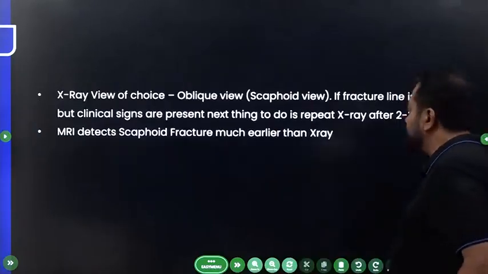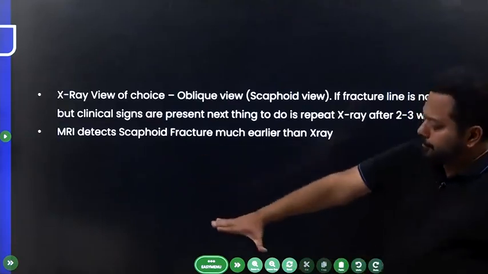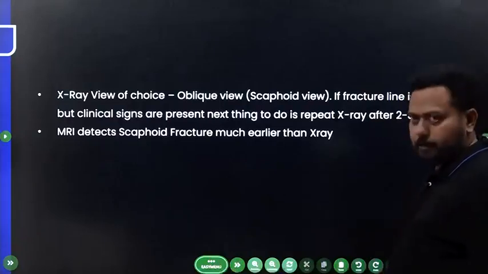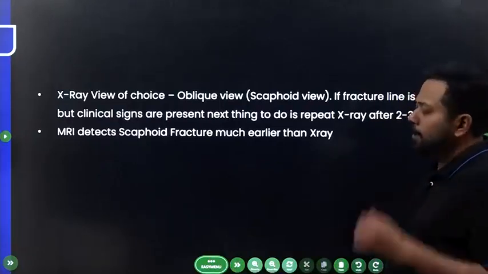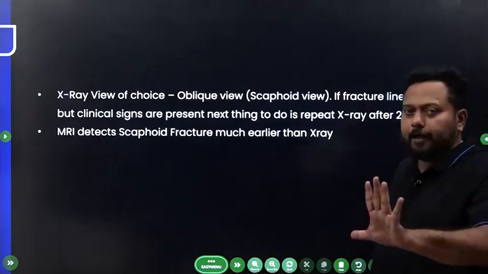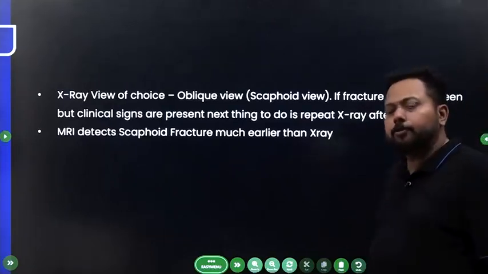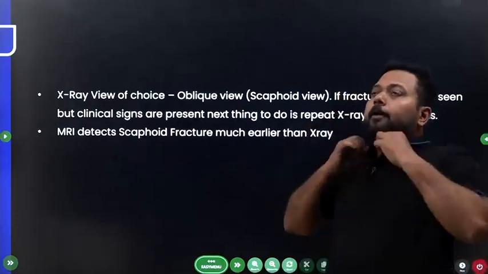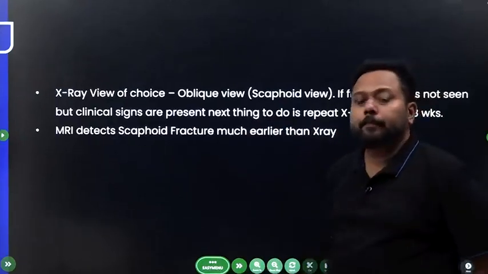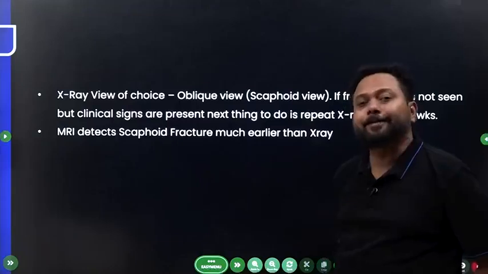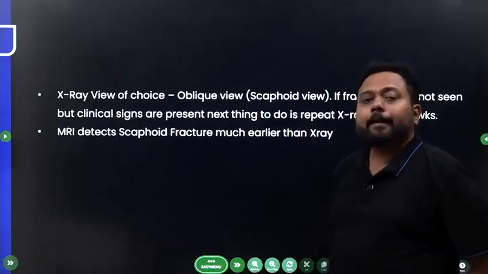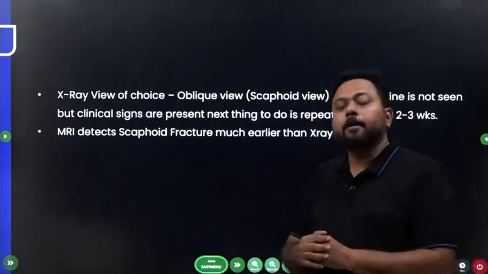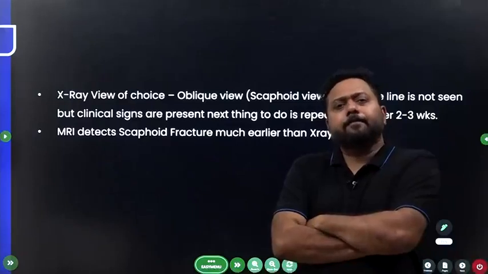X-ray view of choice for scaphoid is called scaphoid view, which is nothing but an oblique view of the wrist. Normally, when you are suspecting clinically a case of scaphoid fracture, in a very good digital X-ray you should be able to see at least a hairline fracture. The question they are asking in INI-CET, AIIMS exams, specifically AIIMS: clinically you are suspecting a case of scaphoid fracture.